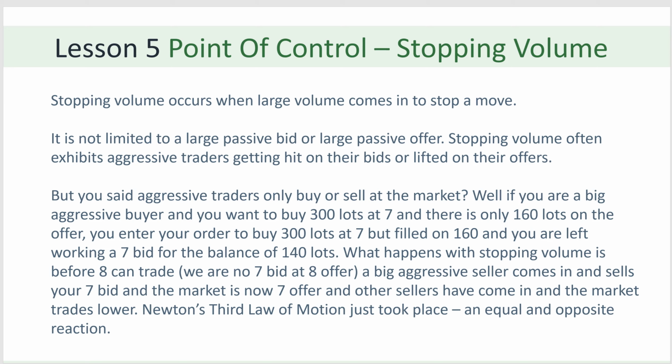All right, stopping volume. Stopping volume occurs when large volume comes in to stop a move. It's nothing fancy. And sometimes I see people coming up with these indicators, oh, the order flow algo volume thing. If you just looked at the order flow, if you just put up a volume footprint chart, you can see this. And it's very clear with point of controls, because point of controls are going to be at the extreme. And it's not limited to a large passive bid or large passive offer. Stopping volume often exhibits aggressive traders getting hit on their bids or lifted on their offers.